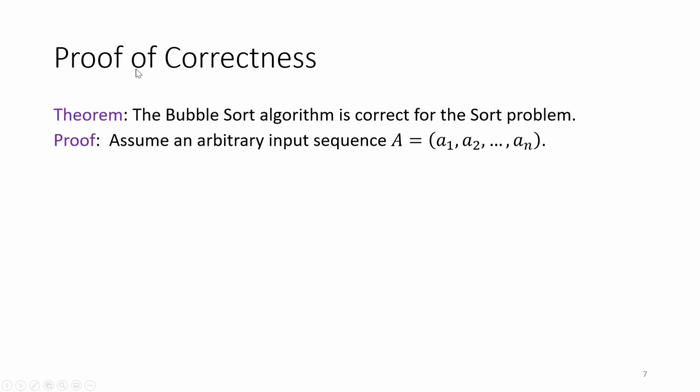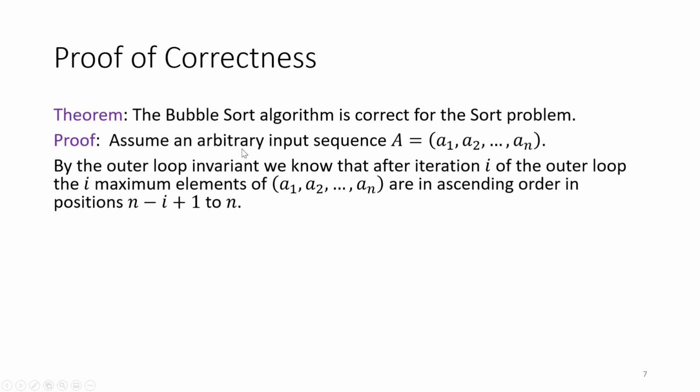So now that we've pushed our way all the way out, we're going to put ourselves in the proof of correctness framework. We want to make this general, so we're going to start by saying, give me any old input sequence, any sequence of integers of any size. Okay, that makes it arbitrary and that makes it general.